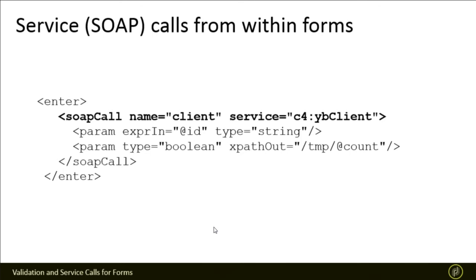We see the input is the expression @ID. Now this is actually taking the data from the form context. So once you write the data into the form, and the ID for a recipient, for example, is the primary key. For YB client, it's whatever is defined as the key. And so that's what it's taking as the input, and we see that that type is a string in this case. The output parameter is xPathOut, and it would be read in the form as /temp/@count. And so I can use that value inside the form.